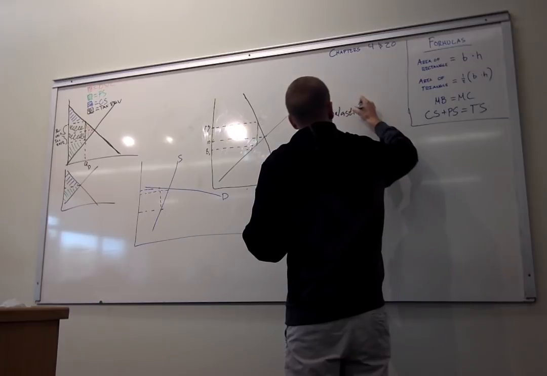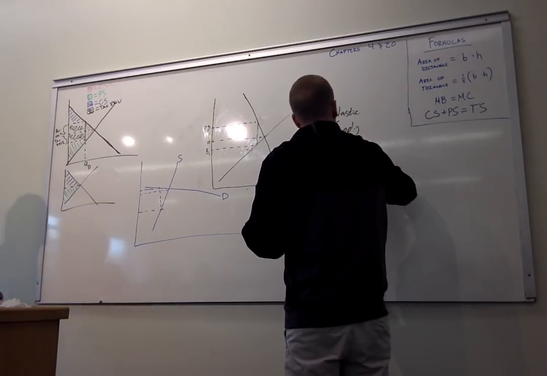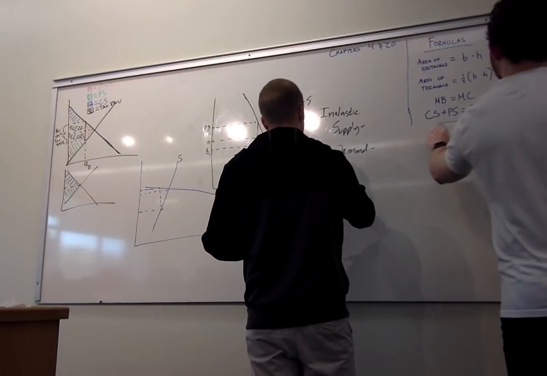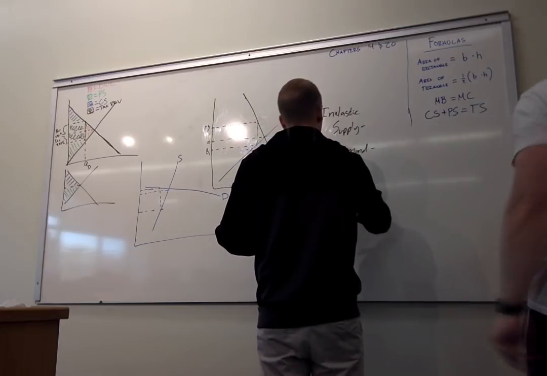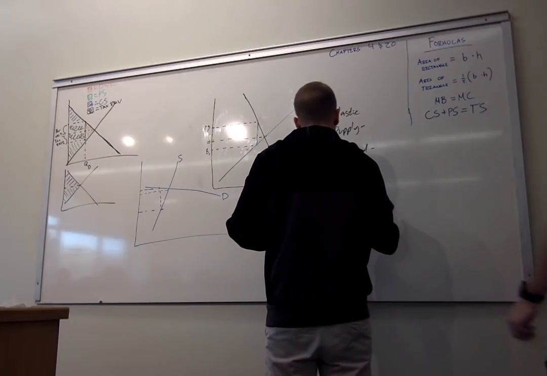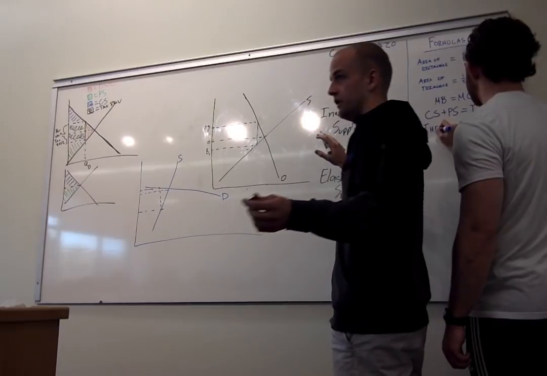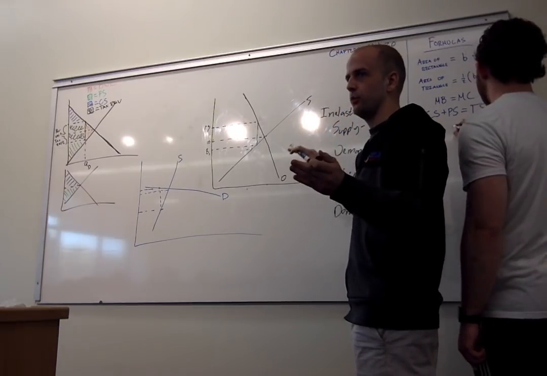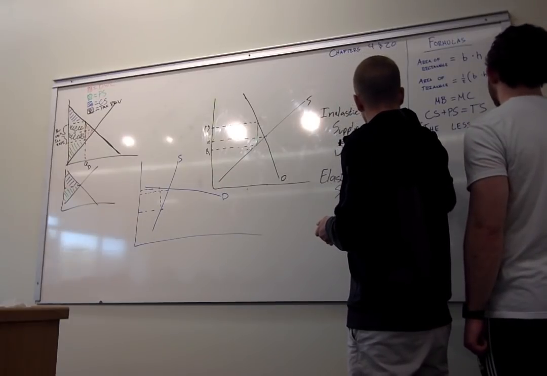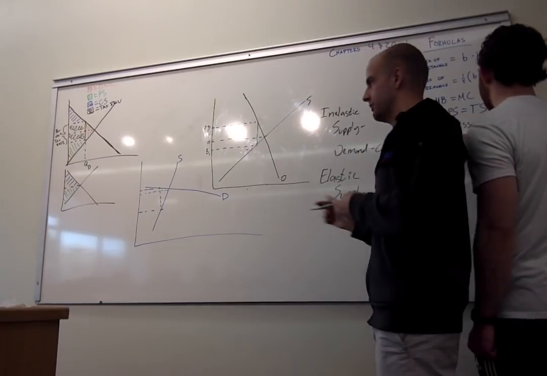Inelastic. Okay, so we just said it. So when demand is inelastic, who pays the most of the tax? Consumers. So write that here. When it's elastic, the opposite would be true, right? Then it's mostly on the producers.